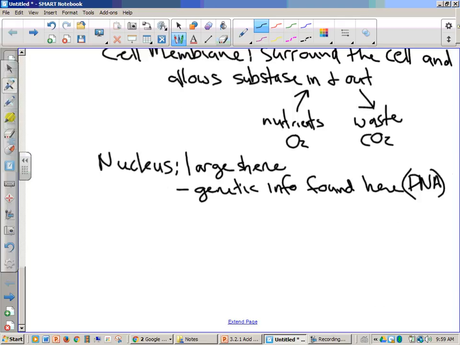What does the nucleus do? It directs the cell what to do. And we now know that when we say what to do, we mean, does it become a muscle cell? Is it behaving as a skin cell? Is it behaving as a bone cell? Blood cell, etc., etc.